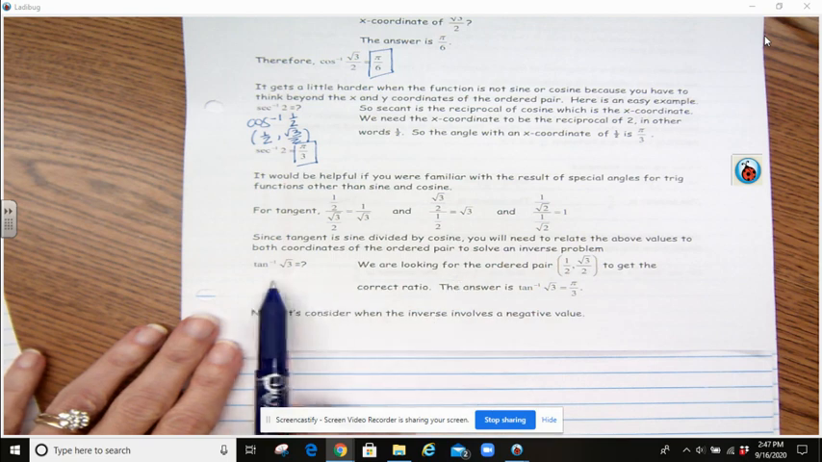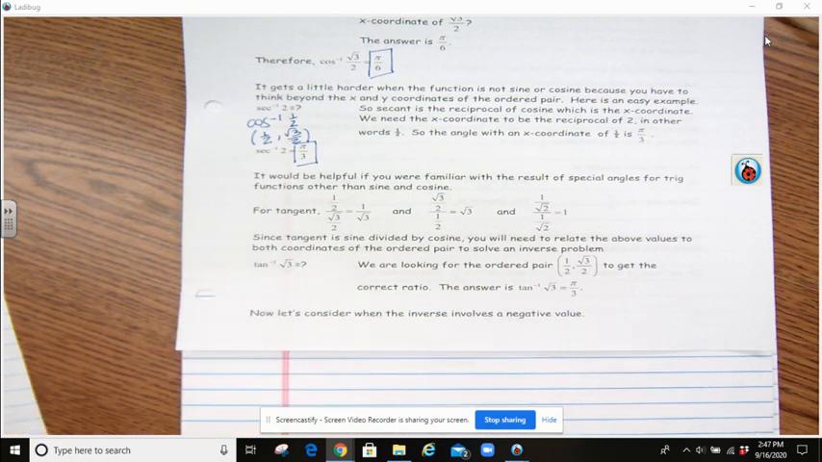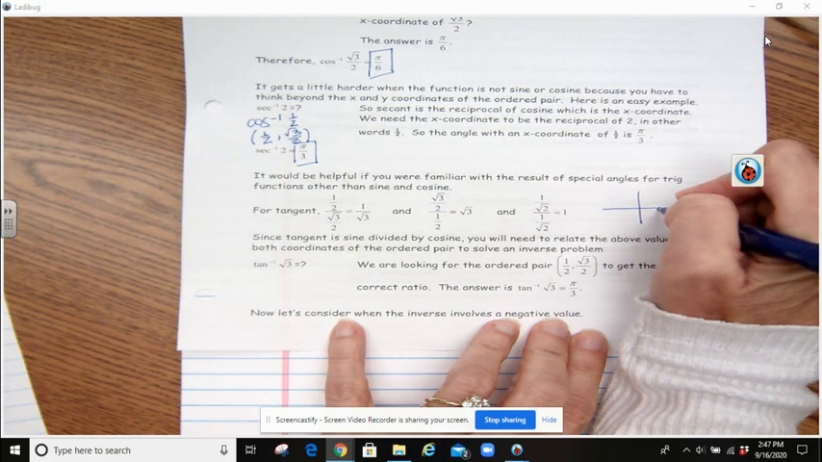Okay, so let's look at this inverse tangent problem. We're trying to figure out what angle has a tangent value of square root of 3. So we have to figure out which of the 7 ordered pairs, if we do y divided by x, gives us the square root of 3. There are only 7 ordered pairs, right? There are the 4 axes angles.